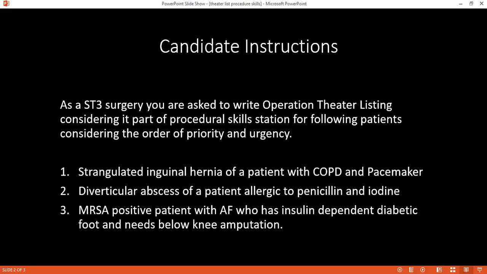If you have read and understood, considering it a procedural skill station, kindly tell me, how would you prepare the theater listing for these three patients?